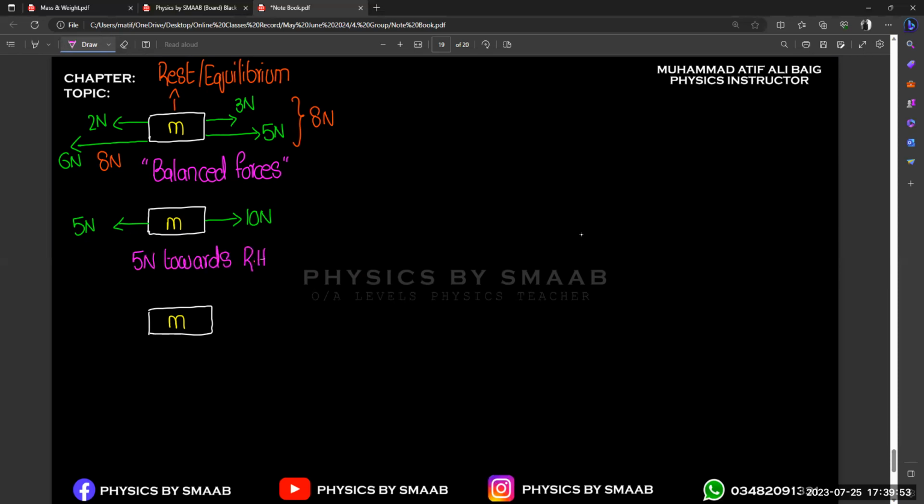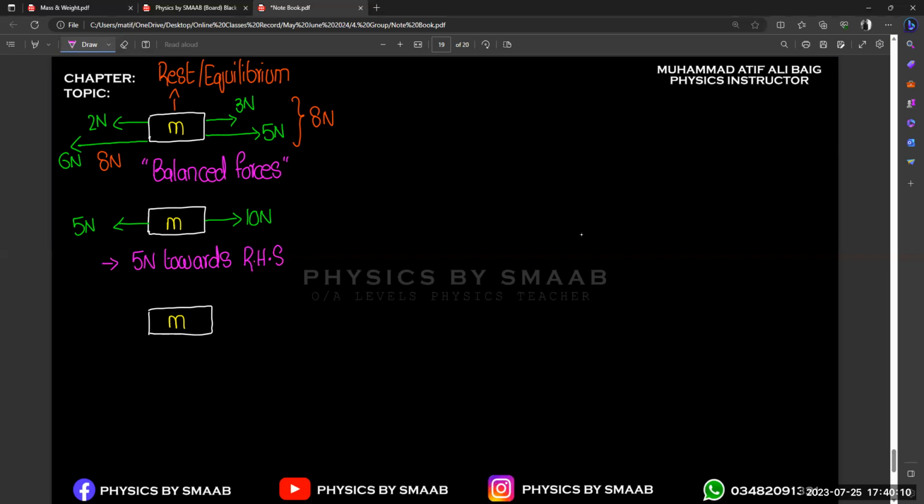Also, do we say to the right or to the left? Because it is different from our point of view and the mass itself. No, you just simply follow the direction of the force, the arrow. The arrow shows you the right hand side, so you just simply write right hand side.